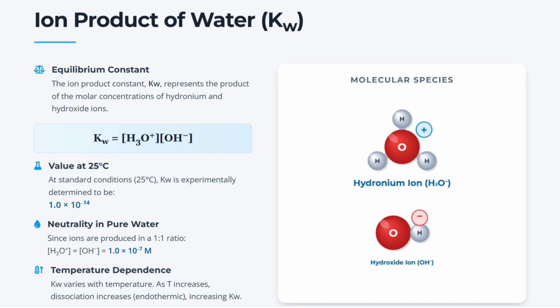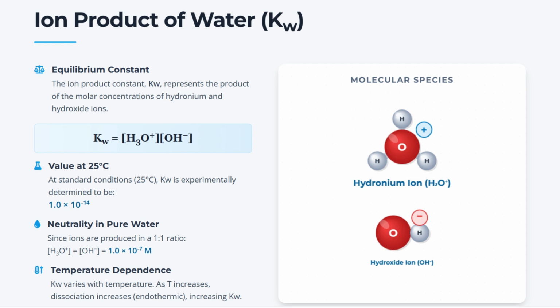Now, the value at 25 degrees Celsius is crucial. At standard room temperature, 25 degrees Celsius, K_W is experimentally determined to be a very small number, 1.0 times 10 to the power of -14. This leads to neutrality in pure water. Since the ions are produced in a perfect 1:1 ratio, the concentration of hydronium equals the concentration of hydroxide, and both are equal to 1.0 times 10 to the power of -7 molar.